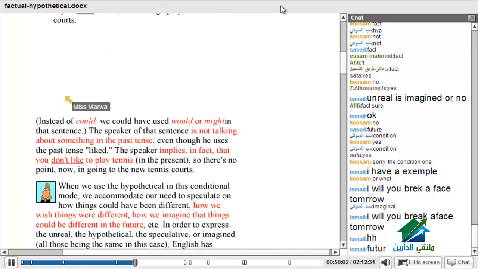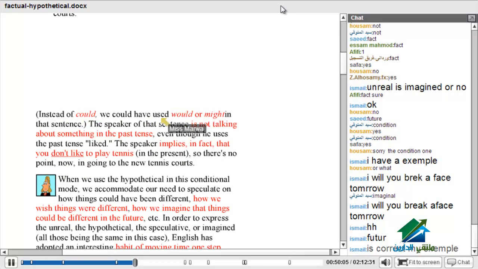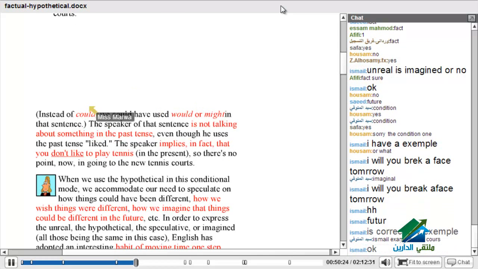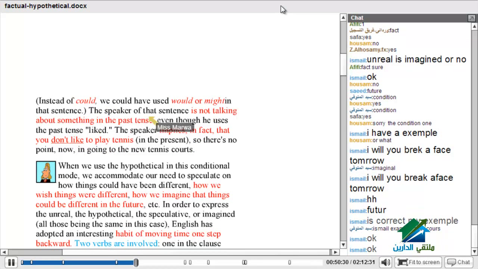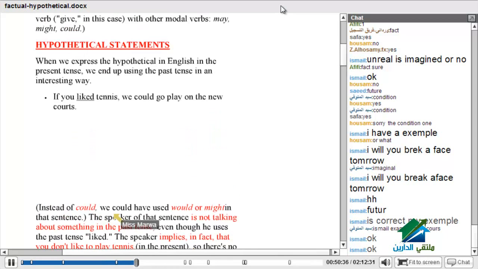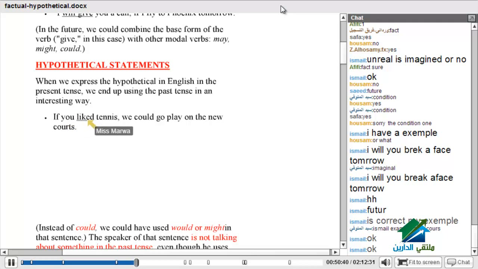Instead of could, we could have used would or might. It's not a problem. In that sentence, the speaker is not talking about something in the past. Ismail, please, I'm explaining now. Although I see here he is using the past simple tense, liked, actually we are speaking about a situation in the present.